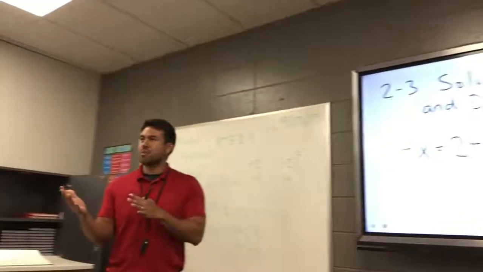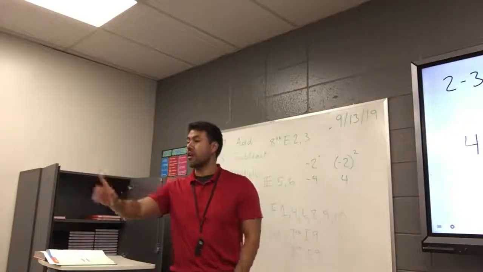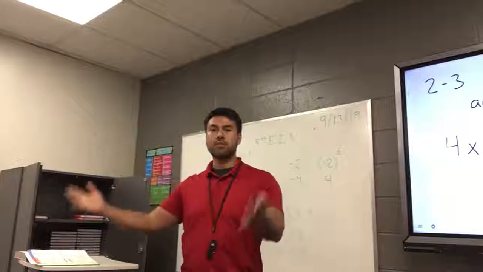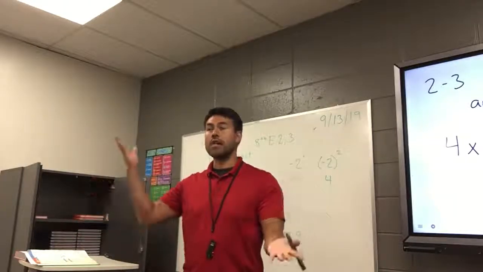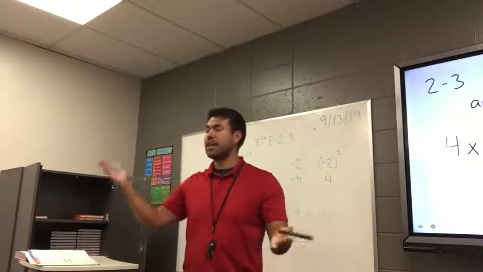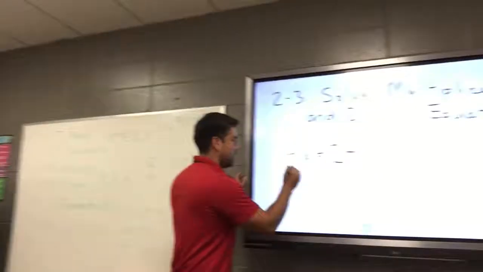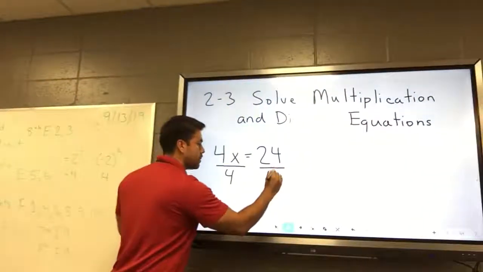I guess, can you just multiply both sides by 4? Here's the question. Are you allowed to multiply both sides by 4? Yes, you are. Are you allowed to divide by 4? Yes. It would keep it balanced. But which one's going to get x all by itself? Dividing both sides by 4.